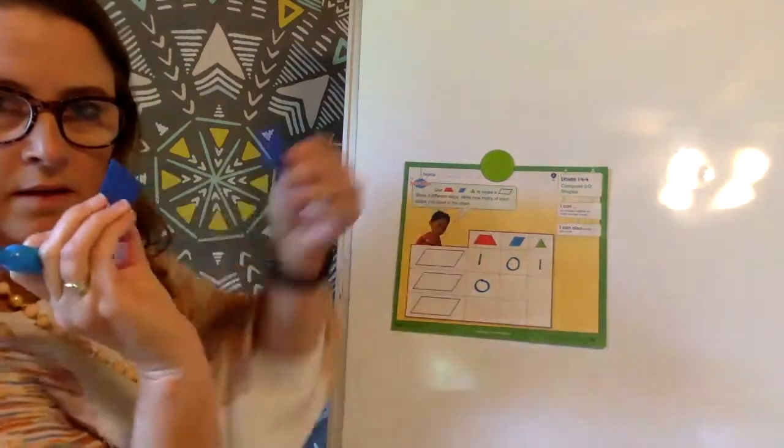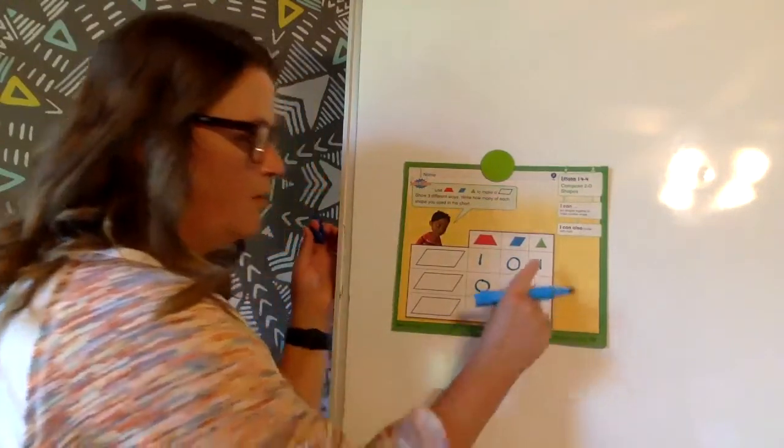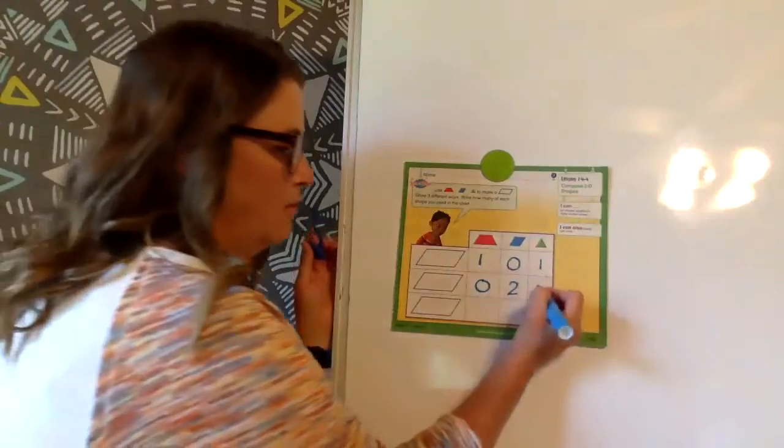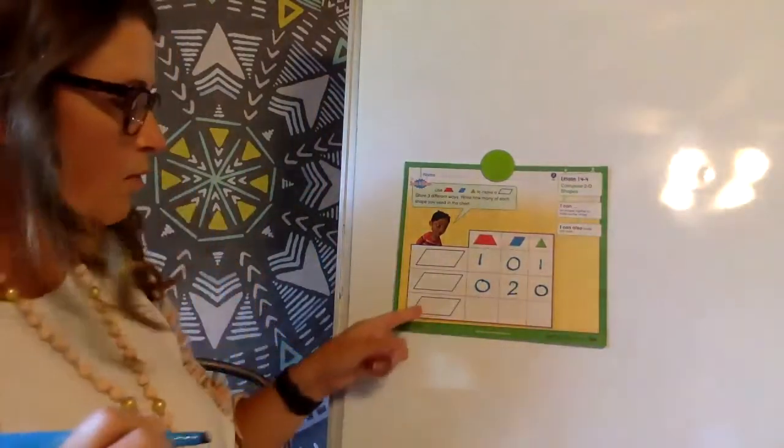1, 2. So I'll put a 2 here. How many green triangles? 0. All right. So I've got one more to make.